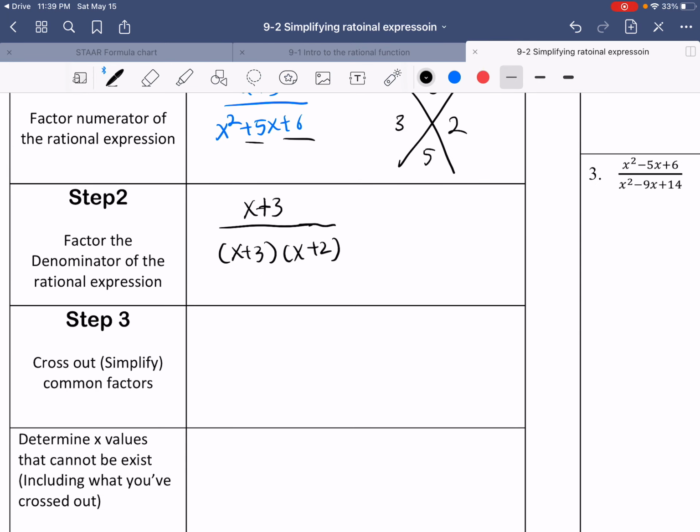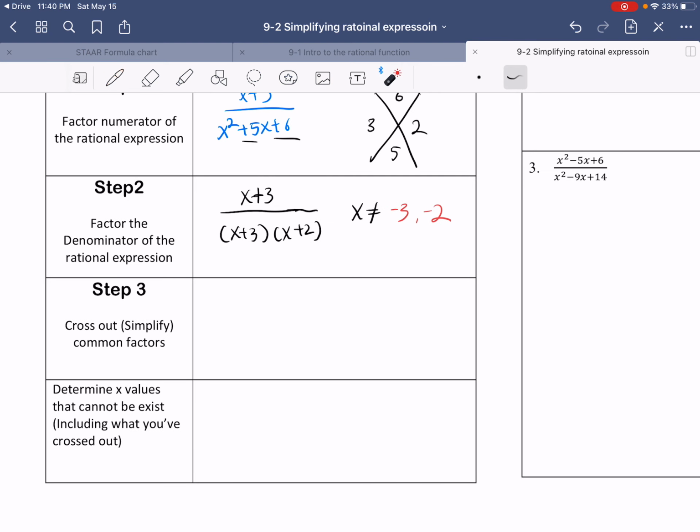Now, remember where x cannot be equal to. As I said, the denominator cannot be equal to 0, right? What happens if you put negative 3 into x? Then negative 3 plus 3 will become 0, and if this one is a 0, the entire thing will become 0 like that. So that's what cannot be happening, okay? So x cannot be equal to the opposite of this number, which is negative 3, or the opposite of this number, which is negative 2. So keep that in mind.